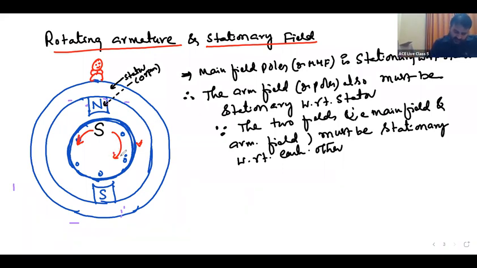Rotor is rotating in clockwise direction. But when rotor rotation is clockwise, poles must rotate in anti-clockwise direction. If the rotor is clockwise, the poles must rotate in counterclockwise direction. This is the rotor rotation. Poles must rotate in the opposite direction. Right?